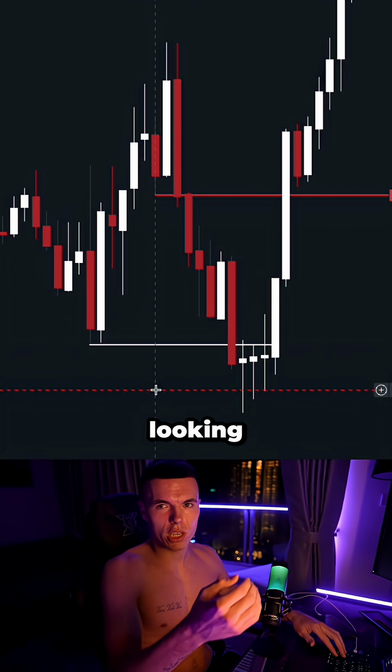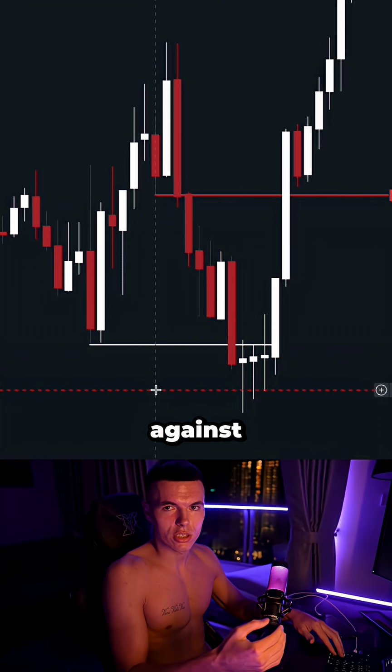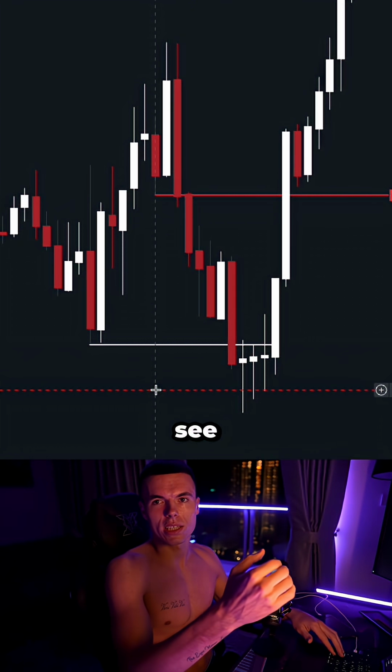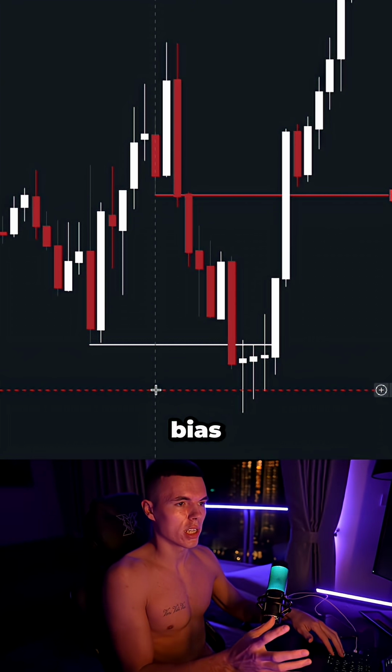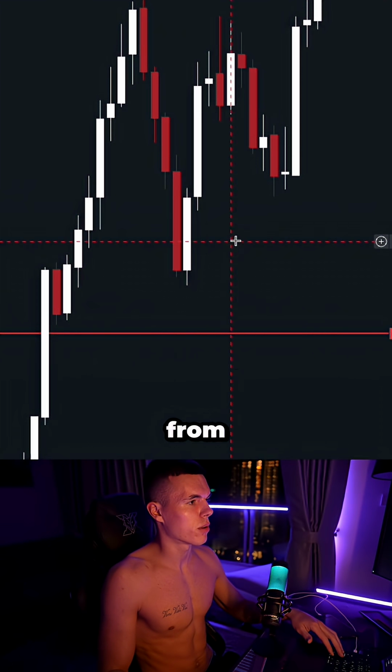For example, if we're looking for shorts, we do not want to see a sweep of sell side going against the trade. With a bearish bias we must see a sweep of buy side. With a bullish bias we must see a sweep of sell side. Therefore this trade got invalidated from this scenario.